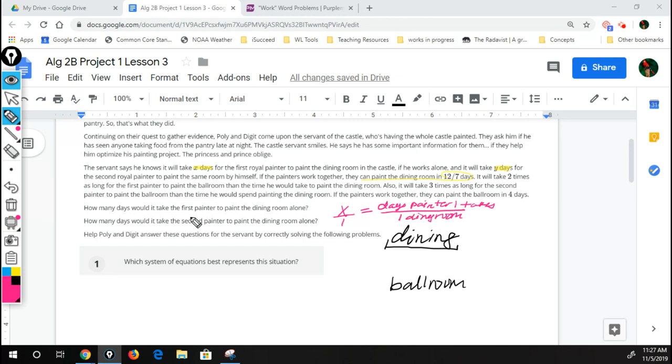But we're going to be asked to solve for how many days it will take the first painter. So we're going to be asked to solve for x, which means I want to figure out that 1 dining room, how long is it going to take for him to paint 1 dining room? So how many days? X days. 1 dining room per X days.